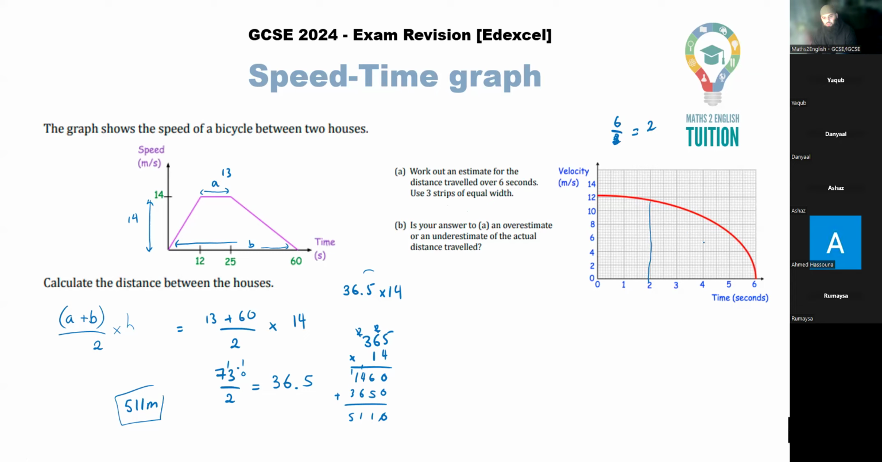Okay, so let's make it over here, this over here. So we've got a triangle over here, okay, that's one. And then we've got another trapezium over here, and another trapezium over here. So the whole area consists of 3 trapeziums. Work out the estimate for the distance. So the distance is the area under the graph, okay?